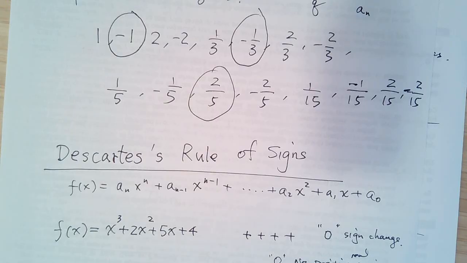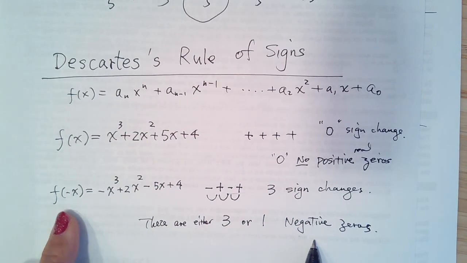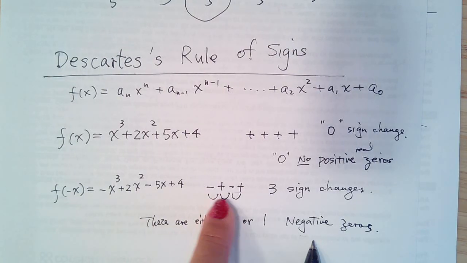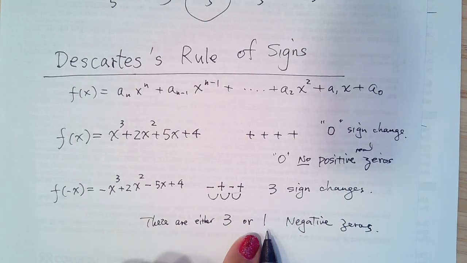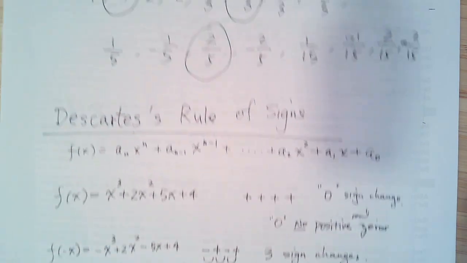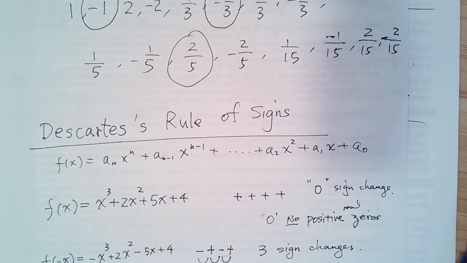Okay, and for the number of negative real zeros, you have to find the signs of f of negative x, count how many sign changes, and then every time you reduce by 2. So you might have 3 negative zeros, you might have 1, because 3 minus 2 is 1 negative zero. That's this Descartes' rule of signs. Okay, so that is all for this class.